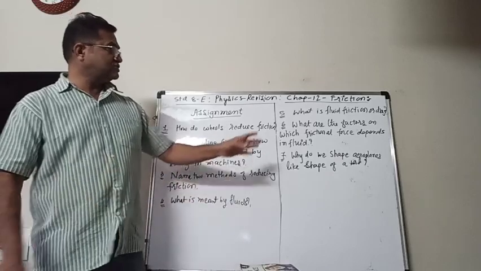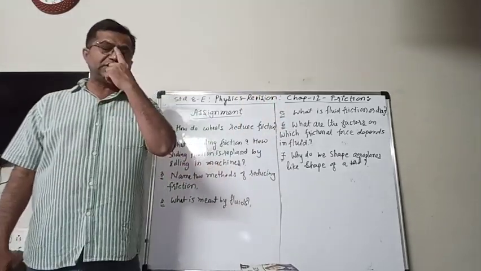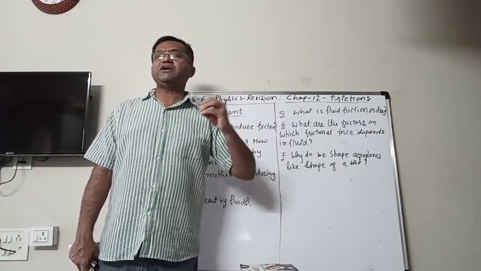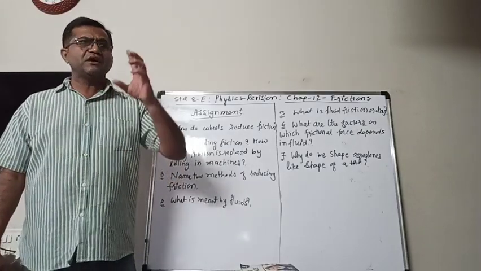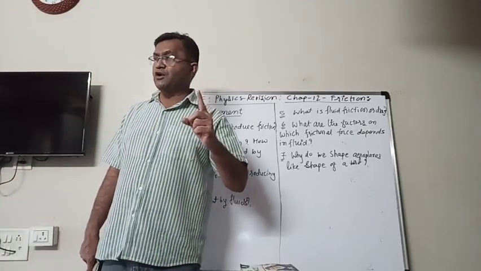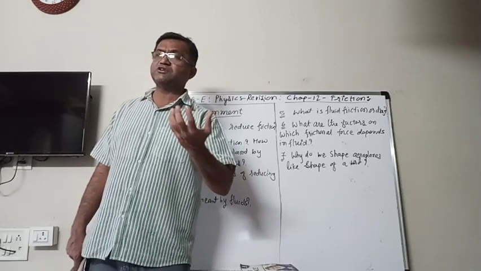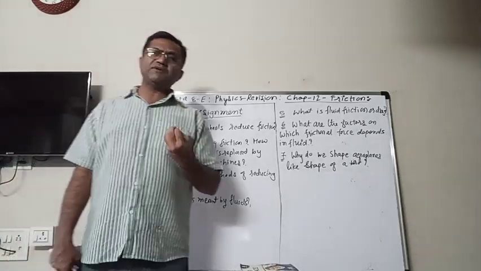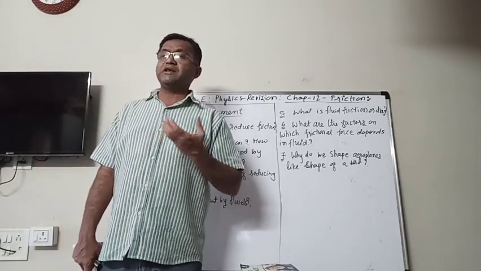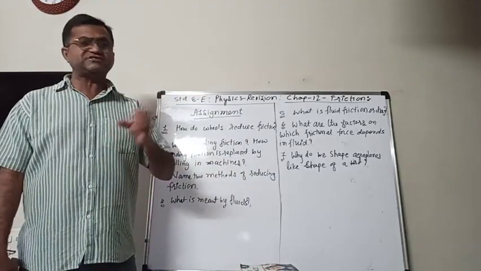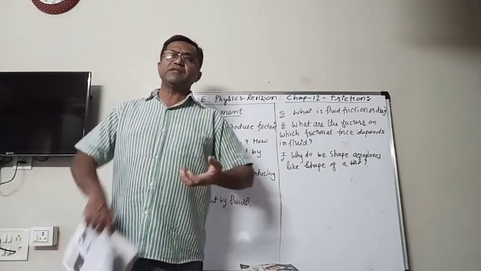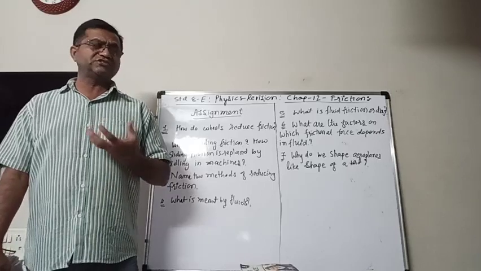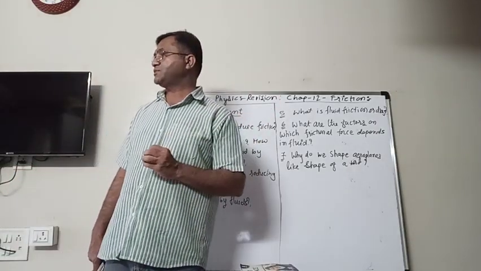So here you see that we learned about different things in friction today. From the beginning, what did we learn in this chapter? Friction. What is friction? The force which is produced when two surfaces come in contact with each other. What is the cause of friction? The irregularities between the surfaces. When there are irregularities, they interlock each other, and therefore it opposes the motion. That is known as the frictional force.